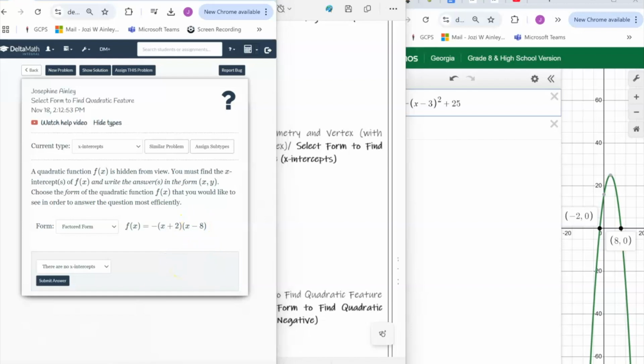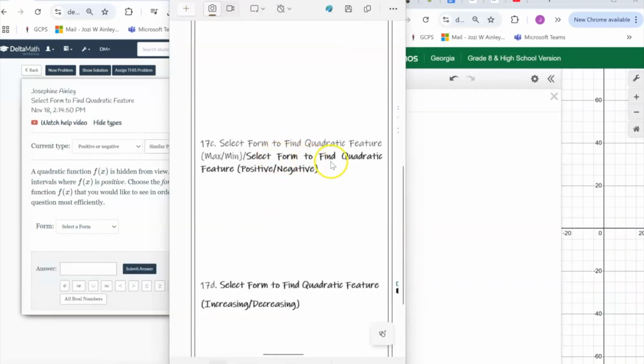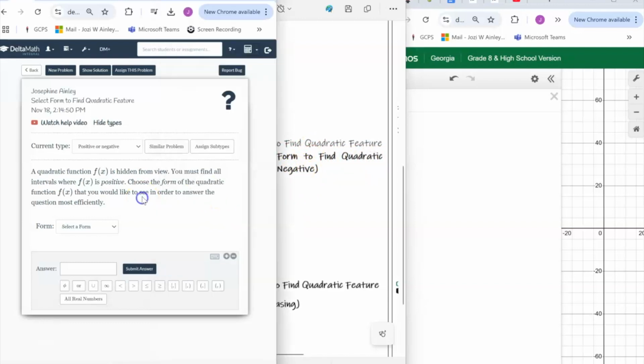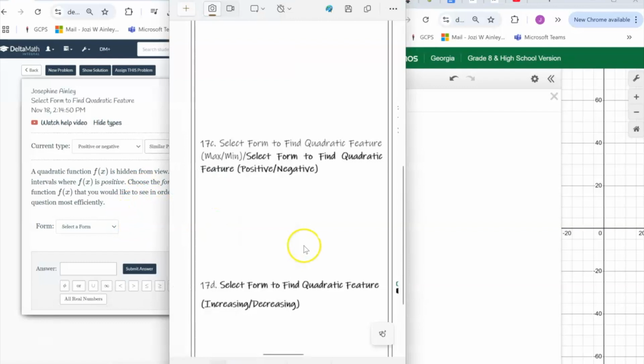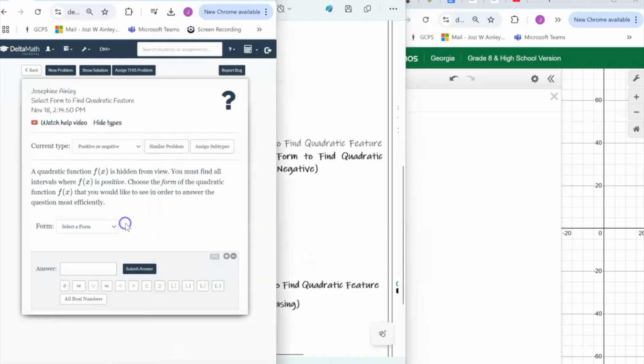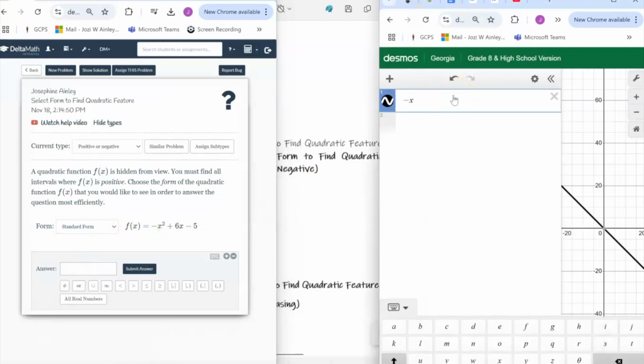Let's practice. Select form of find quadratic feature, and we're looking at positive and negative characteristics. So again, there are certain ones that are best for it, and I'll show you by hand and by calculator. For right now, let me go ahead and show you for calculator. I'm going to pick any form. It doesn't matter which one it is, and we're going to just straight put it in the calculator. So this is what we have in the calculator.